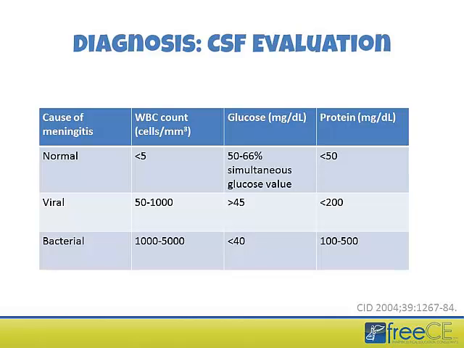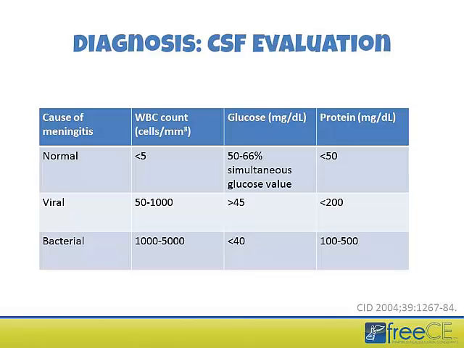So we'll talk specifically about the numbers. Looking at the white blood cell count by the cause of meningitis, normal is less than 5 cells per millimeter cubed. Viral meningitis, you do have an increase in the white blood cell count, but it's not nearly as great of an increase as what you see with bacterial meningitis. So generally with viral meningitis, you have a white blood cell count of between 50 and 1,000 cells per millimeter cubed. And then finally with bacterial meningitis, generally it's a much higher number, between 1,000 and 5,000 cells per millimeter cubed.